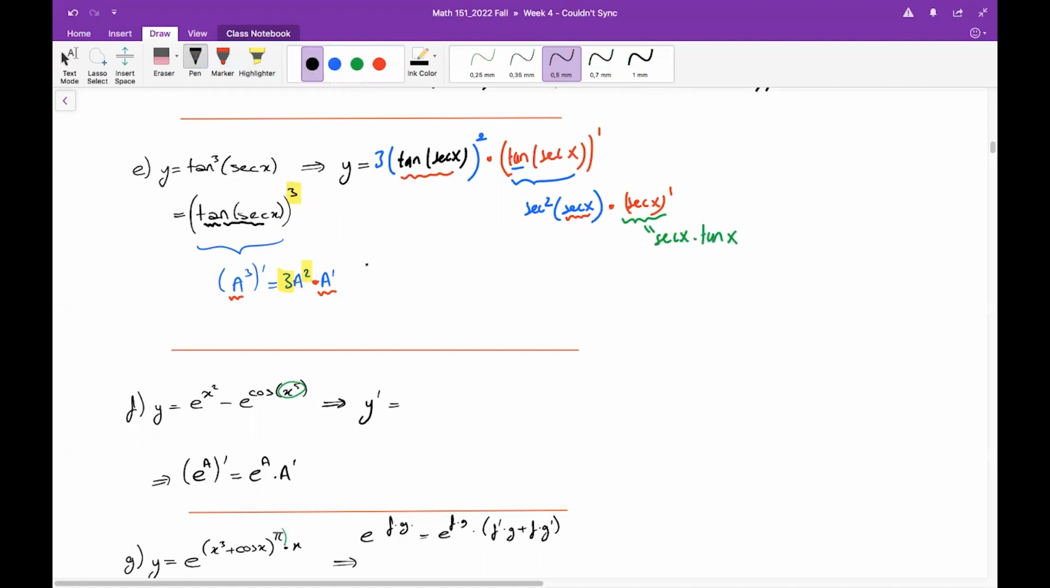So the final result goes like 3 tangent of secant x, squared, times secant squared of secant x, times this part, secant x tangent x. Okay, this is our final result.